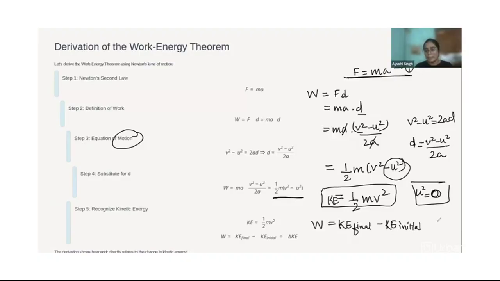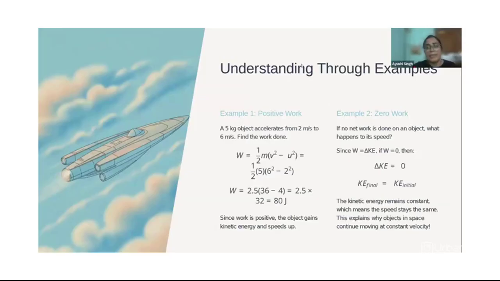Okay, that is nothing but delta KE. This is delta, pronounced as delta. So this derivation shows that the work directly relates to the change in the kinetic energy. So this is the derivation. You should know this. Now these are a few examples.